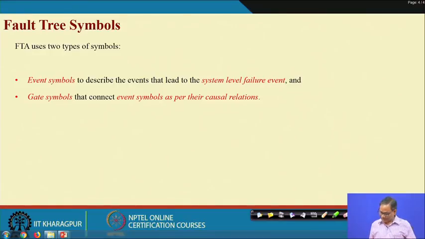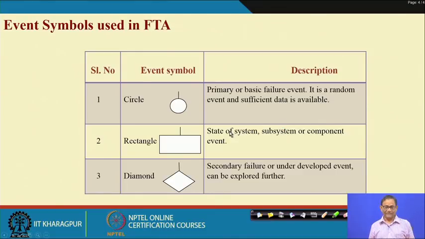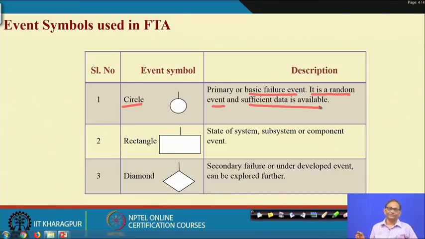So, let us see some of the symbols, then we will go for their application. One is the circle. What is a circle? Circle determines the primary or basic failure event. What is a basic failure event? Basic failure is the component level failure. So, when we put a circle, we understand that it is a random event and sufficient data is available. That means we know the probability of that event occurrence.